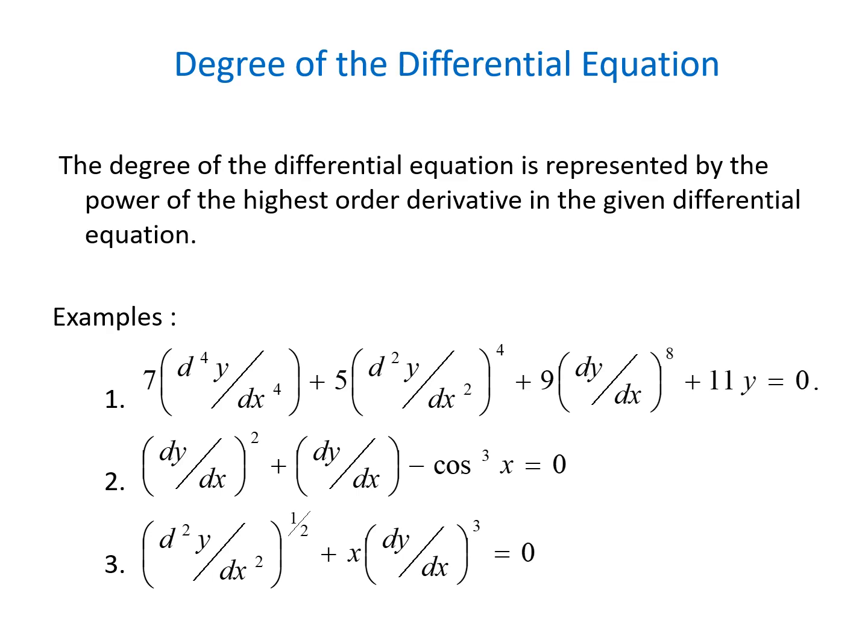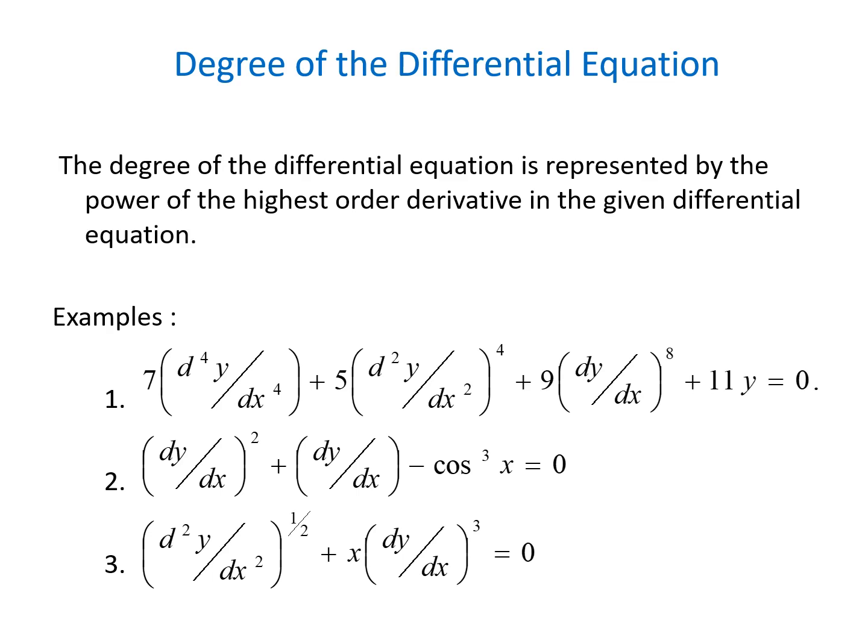First one, 7 into d power 4 y by dx power 4 plus 5 into d square y by dx square whole power 4 plus 9 into dy by dx whole power 8 plus 11 into y is equal to 0. This differential equation is of fourth order and degree 1.